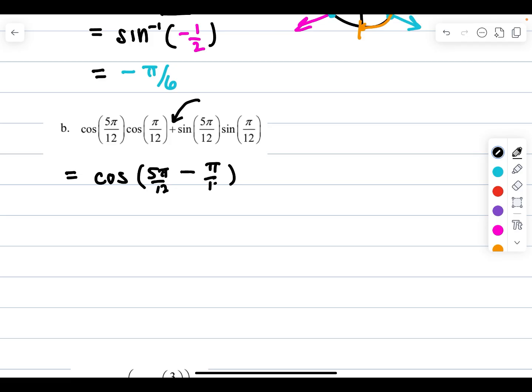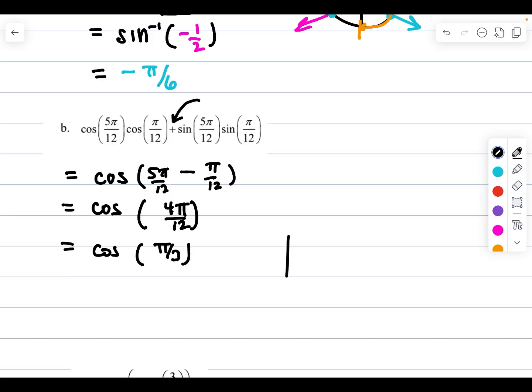Since that's not a minus sign, I'm not going to put a plus in between these two angles. It has to be a minus. So the angle addition formula for cosine, if this is going to be a plus in the middle, then that would have to be a minus sign between these groups of terms. So it's a minus here. And it's 5 pi over 12 minus pi over 12.